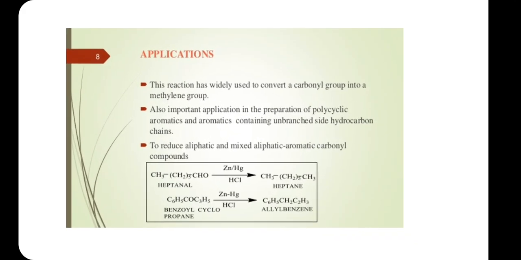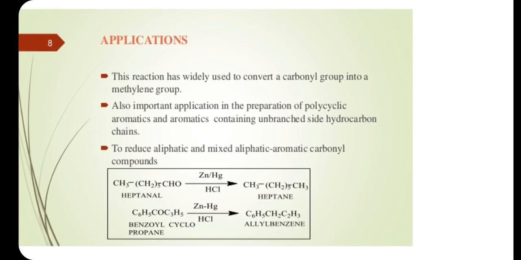These are the applications of the Clemmensen reduction. This reaction is widely used to convert a carbonyl group into a methylene group. It is also important in the preparation of polycyclic aromatics and aromatics containing unbranched hydrocarbon chains, and to reduce aliphatic and mixed aliphatic-aromatic carbonyl compounds. Here we give another example: heptanone is converted to heptane, and benzoyl cyclopropane is converted to allyl benzene. These are some examples of Clemmensen reduction.